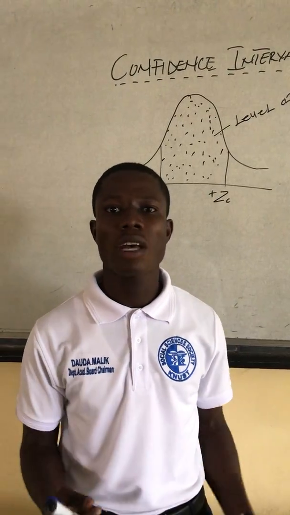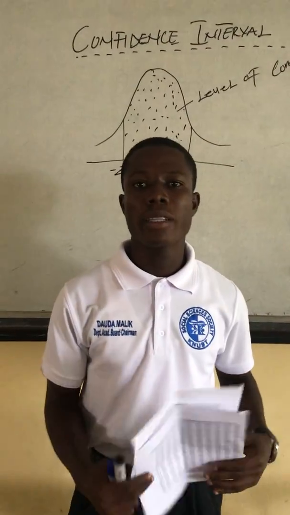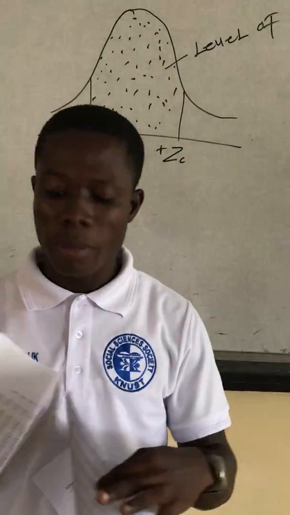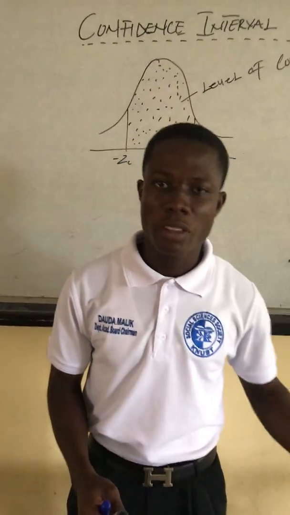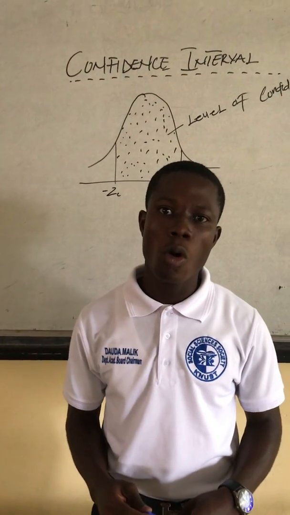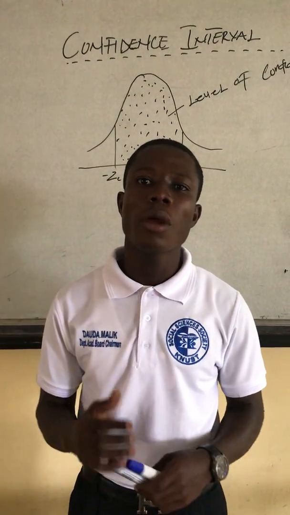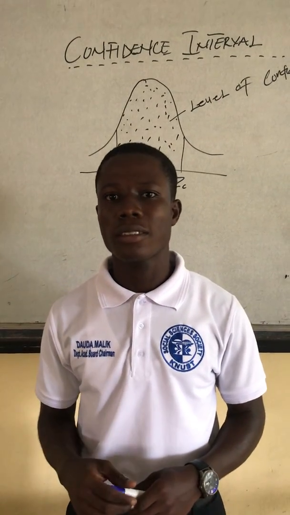With confidence interval, I must have my tables here. This is my standard normal table for the large sample, that's for Z, and this is my T distribution for the small sample, that's the T table. To start with confidence interval, we have something we call critical values. We have to find the critical values before we can start the session.